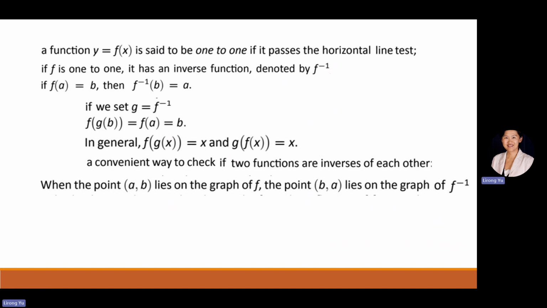So for example, if you have f of a equal b, and then you apply f inverse on the left and on the right, these two cancel each other out, the identity function, and you get rid of each other. Then this is a equal f inverse of b. I'm trying to explain that notation.